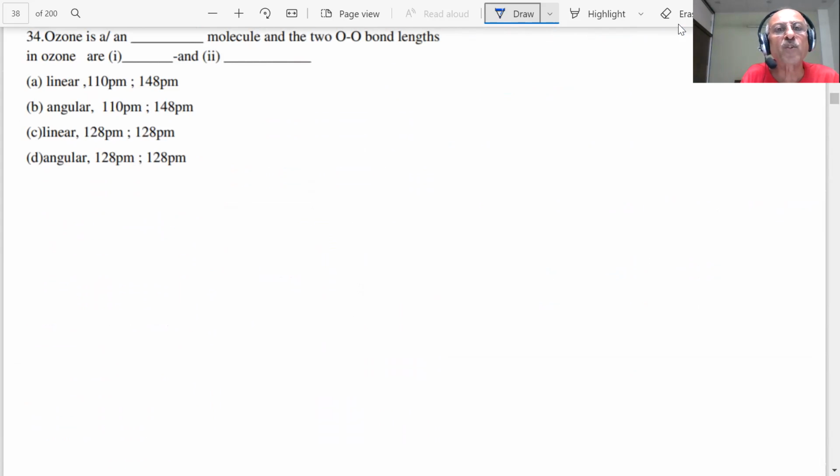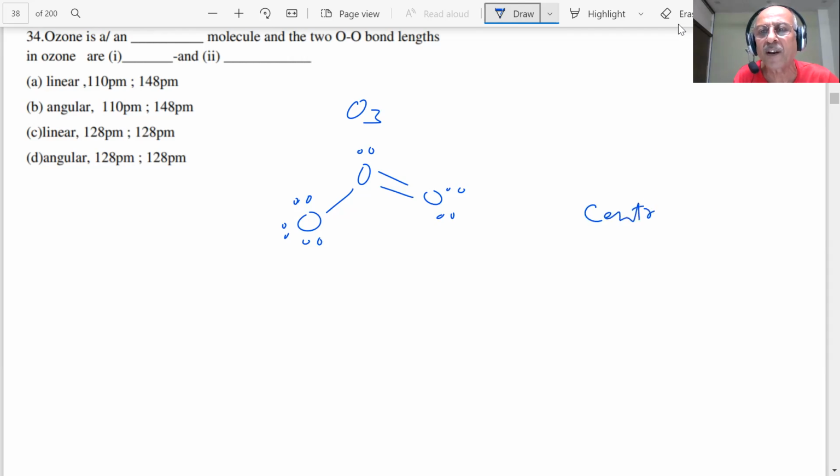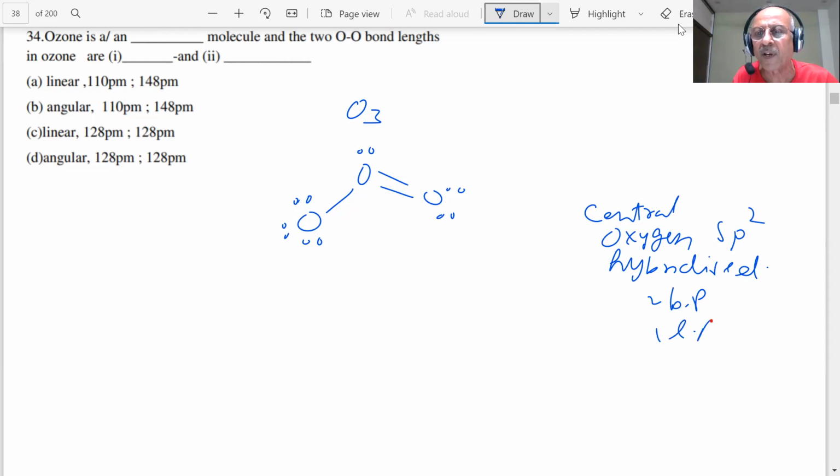It says ozone is a molecule, and the 2 oxygen bonds in ozone are. What is ozone? O3, student. You know it exists as a resonance hybrid. You are aware of this. 1, 2, 3. If I draw the Lewis structure, this is the Lewis structure, student. As you can see, this is ozone, and this central oxygen is sp2 hybridized. You have 2 bond pairs and 1 lone pair, so this will be angular. The molecule will be angular, but there is a resonance hybrid, student.